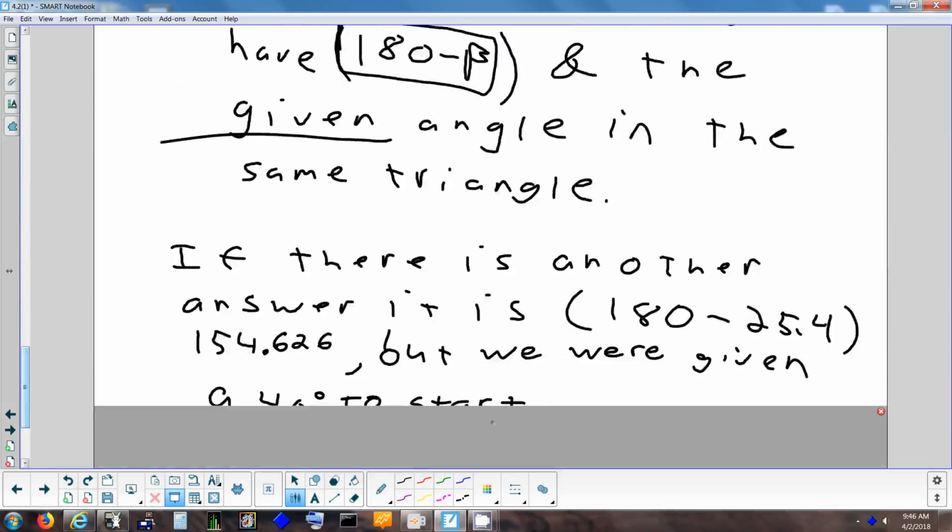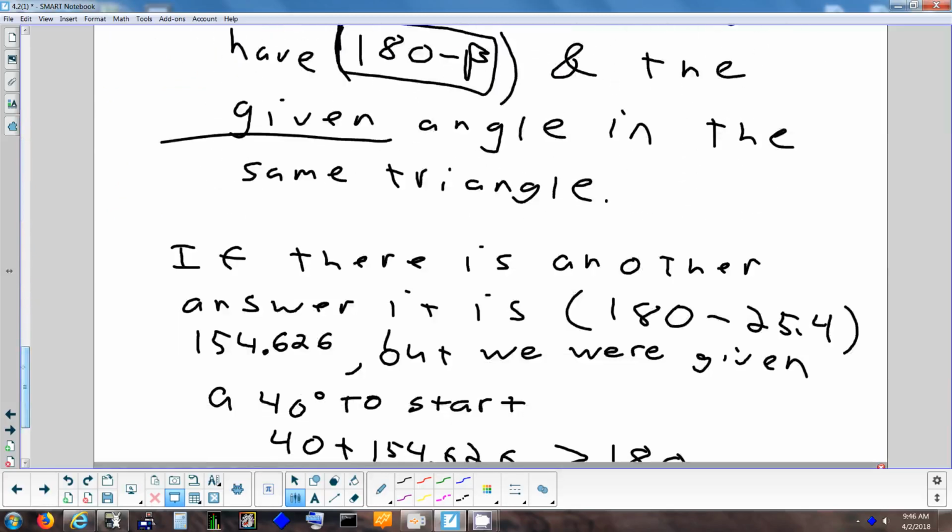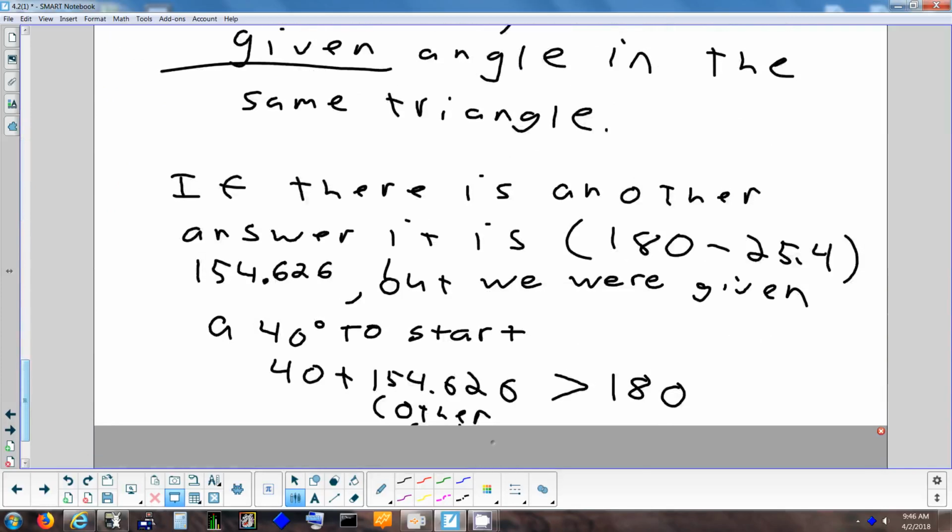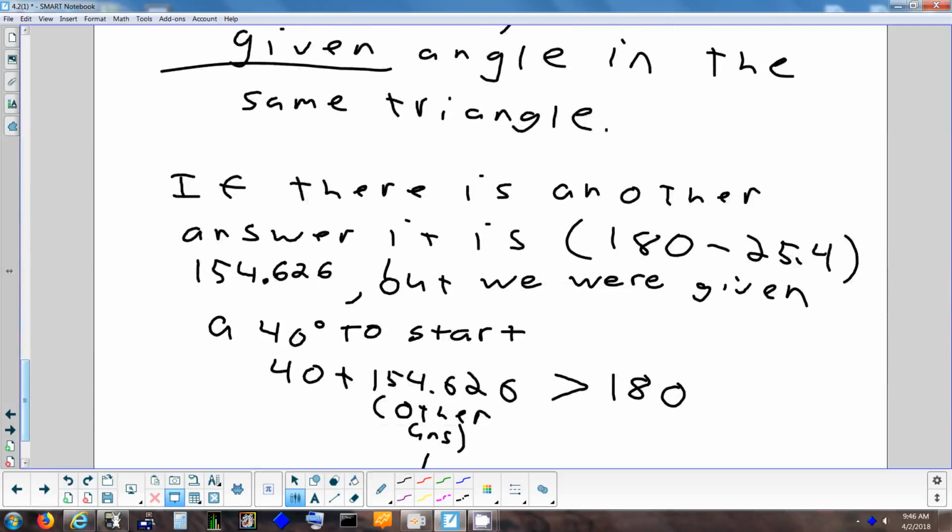Okay, so then I just explained what we just said. You don't have to write this part down. So I showed the 180 minus the 25. We got 154.626. We were given a 40. If you add up what we were given, it's more than 180. Okay, too big. So that's the reason the second answer doesn't work.